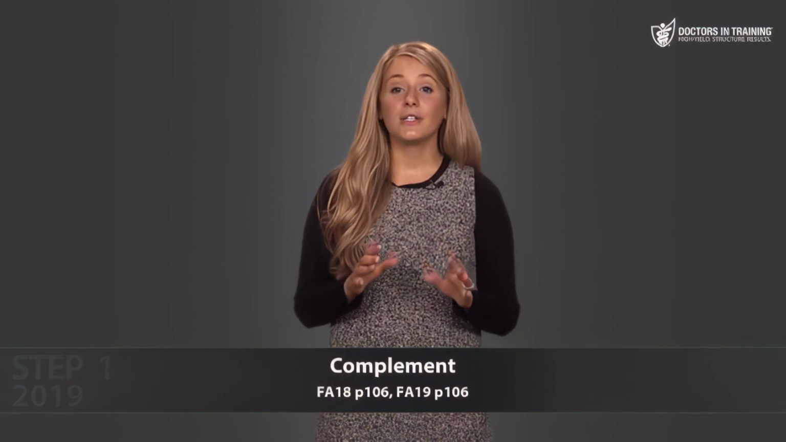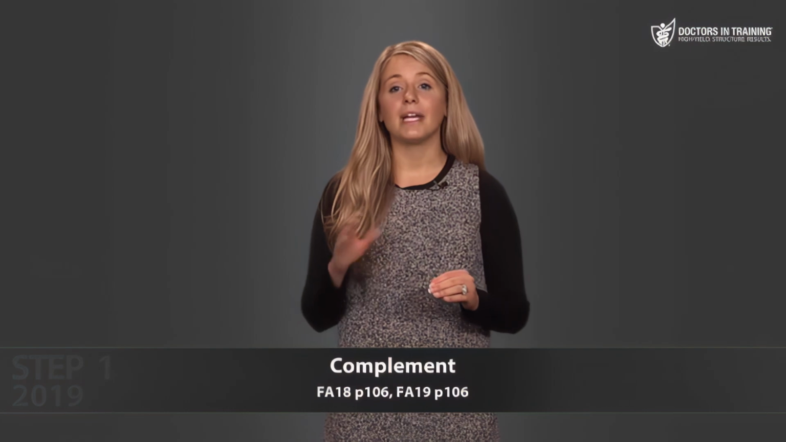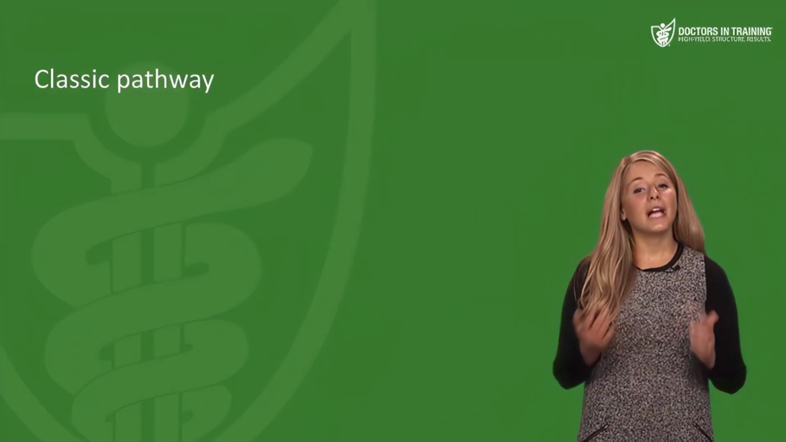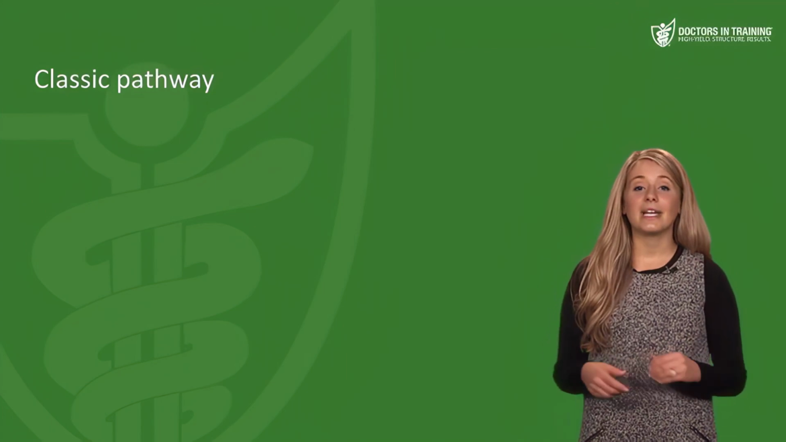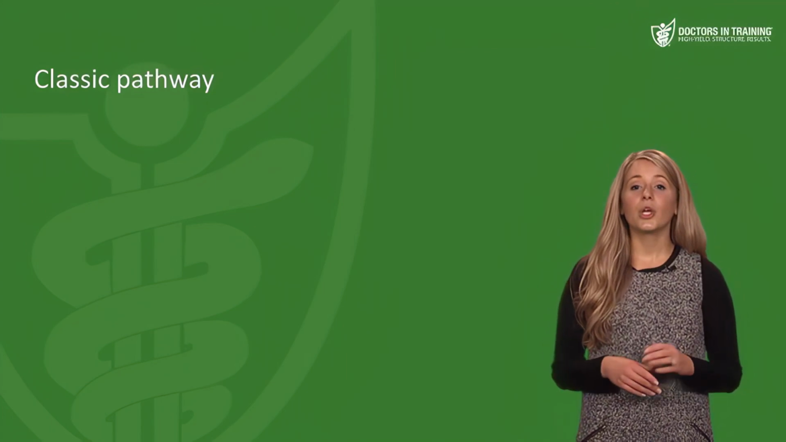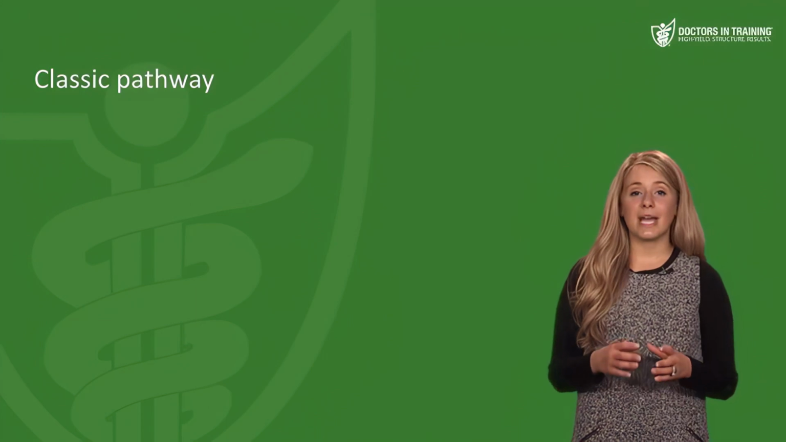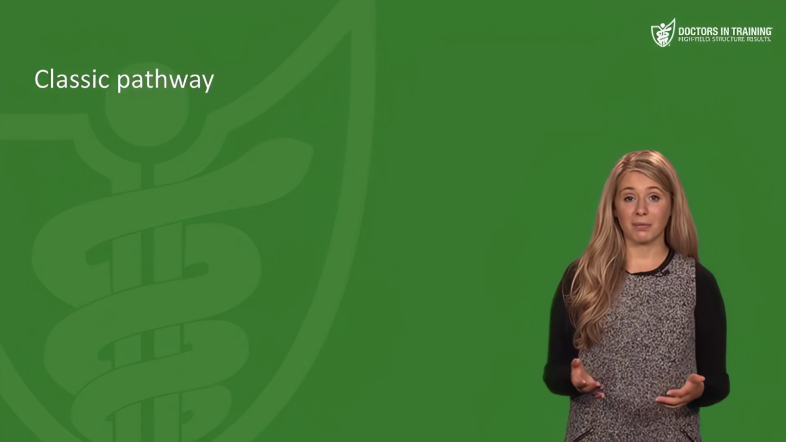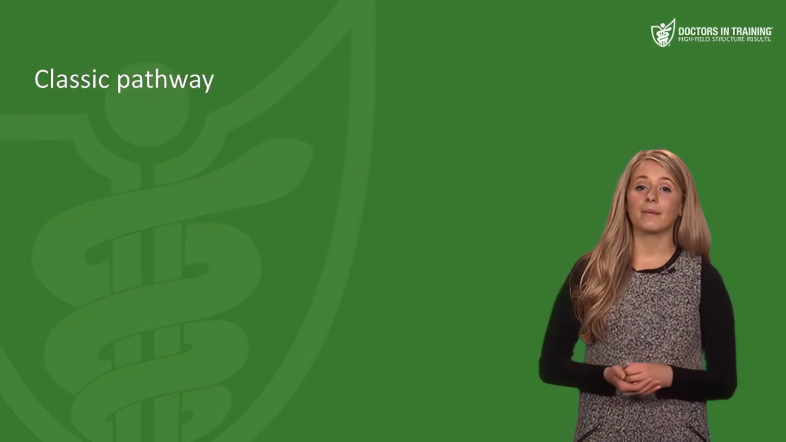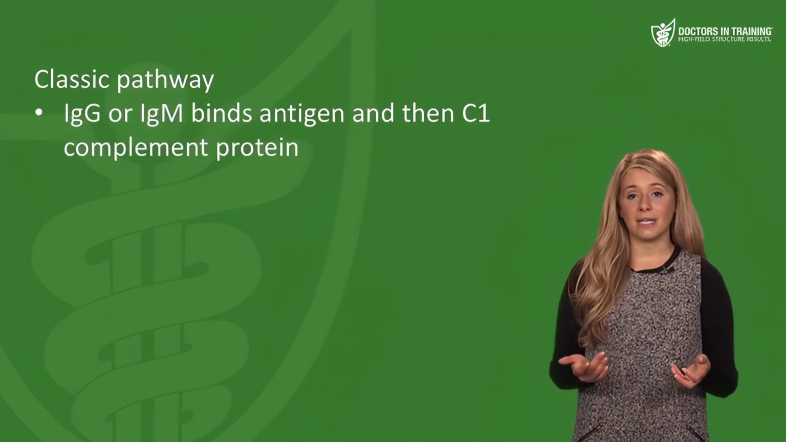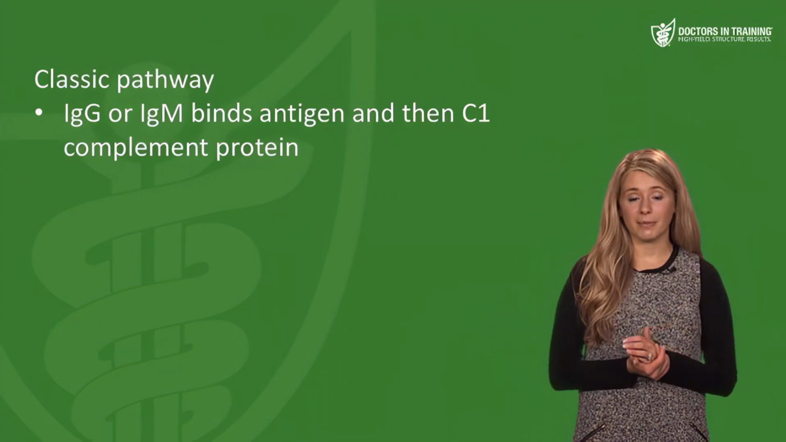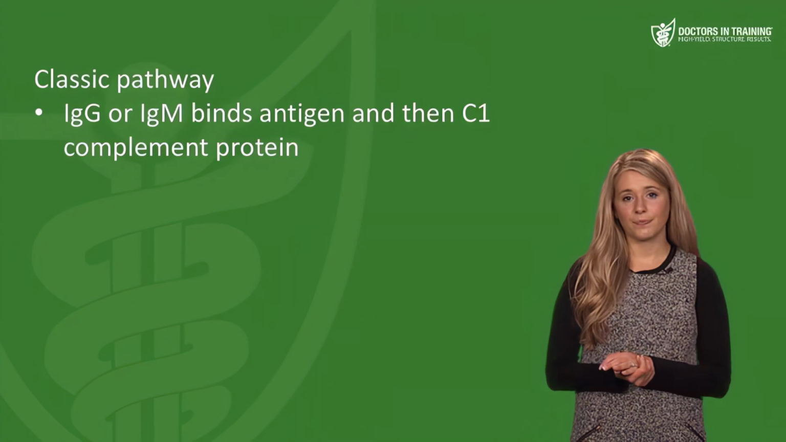First of all, you need to know the 3 pathways of complement activation and what stimulates each pathway. The classic pathway is stimulated by an antigen-antibody complex. Remember, one of the ways that type 3 hypersensitivity reactions cause damage is by activating complement. So that's the classic pathway. IgG or IgM antibodies bind to an antigen and then to a C1 complement protein and activate it.